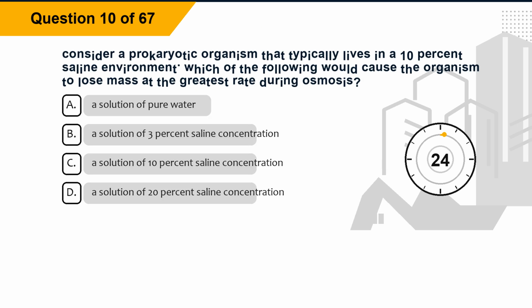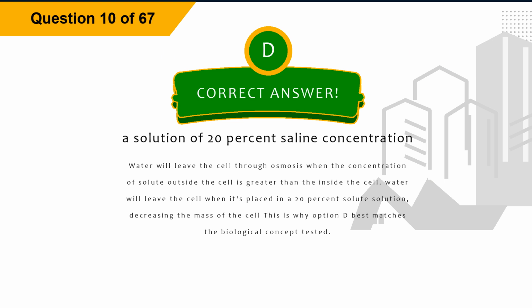Question 10. Consider a prokaryotic organism that typically lives in a 10% saline environment. Which of the following would cause the organism to lose mass at the greatest rate during osmosis? Option A, a solution of pure water. Option B, a solution of 3% saline concentration. Option C, a solution of 10% saline concentration. Option D, a solution of 20% saline concentration. The correct answer is option D, a solution of 20% saline concentration.